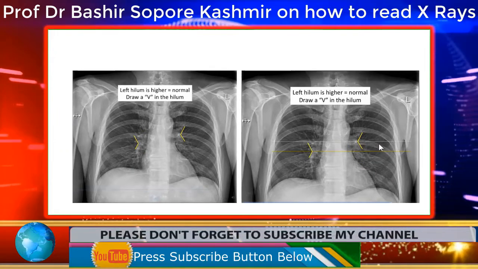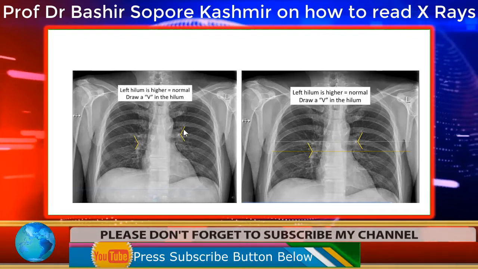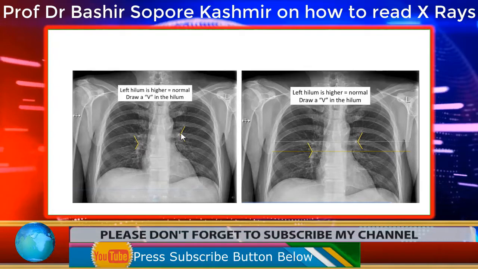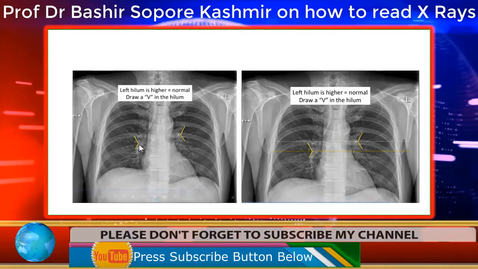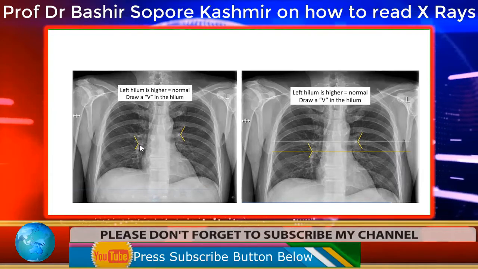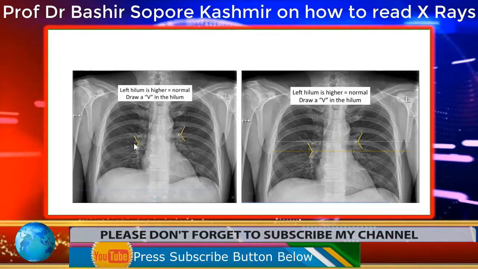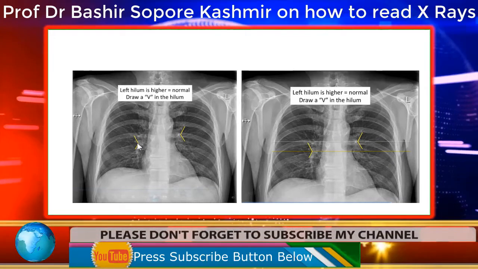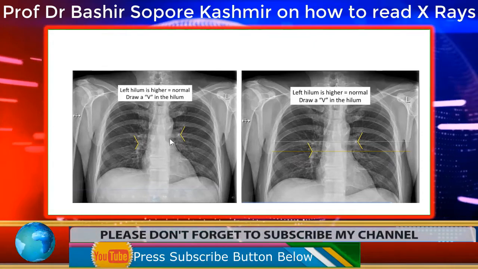And how to measure? One important point is that you should take the midpoint of the V shape. So if I take the midpoint of the V shape of the left hilum and the midpoint of the V shape of the right hilum, these will be the points from where you can measure whether the hilum is higher or lower in level to one another.